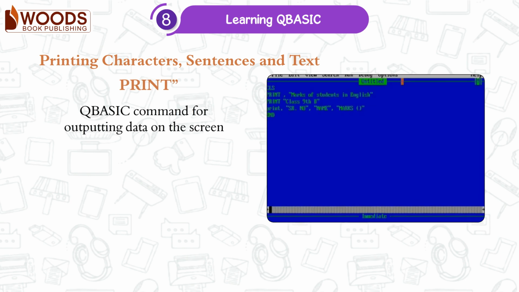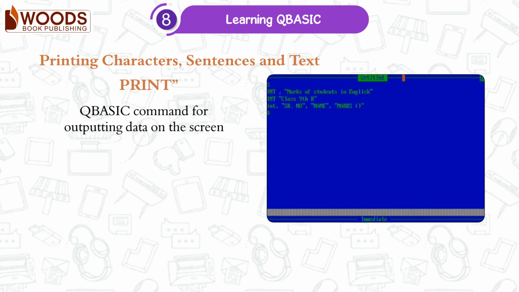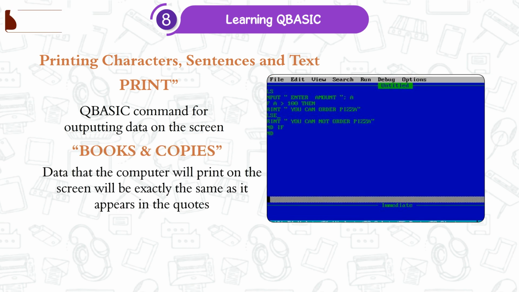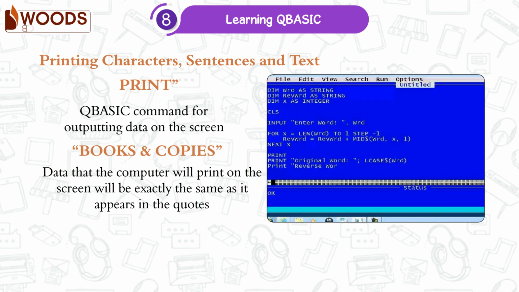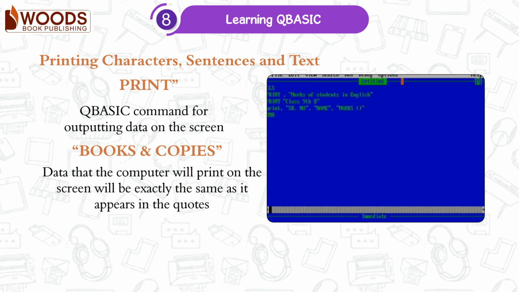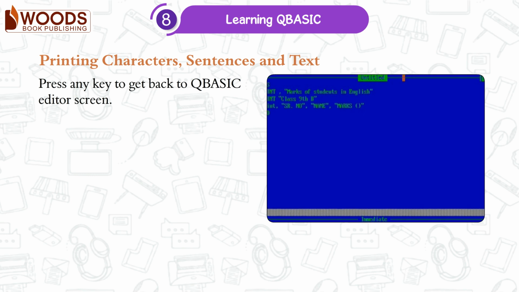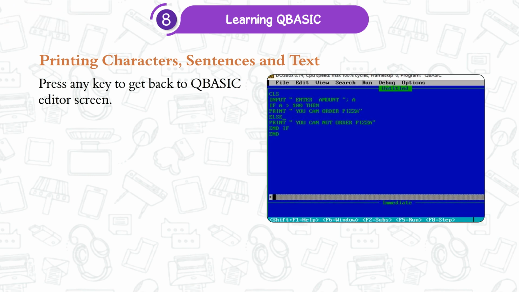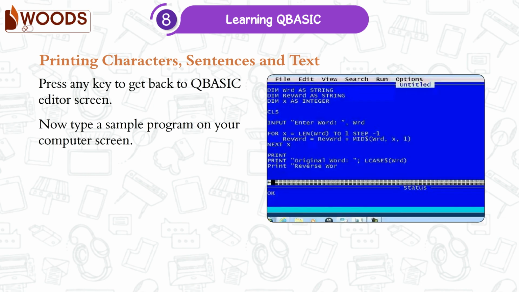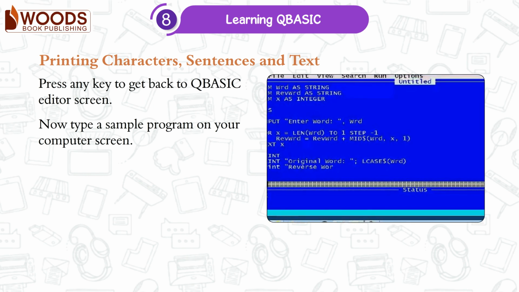Print: QBasic command for outputting data on the screen. Books and copies. Data that the computer will print on the screen will be exactly the same as it appears in the quotes. Press any key to get back to the QBasic editor screen. Now type a sample program on your computer screen.